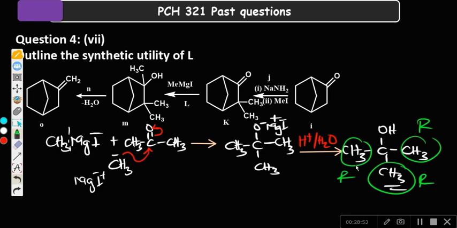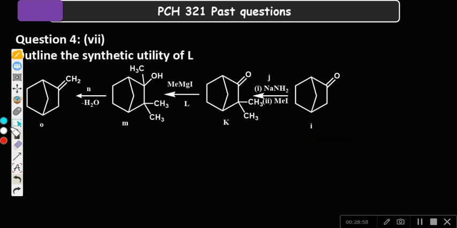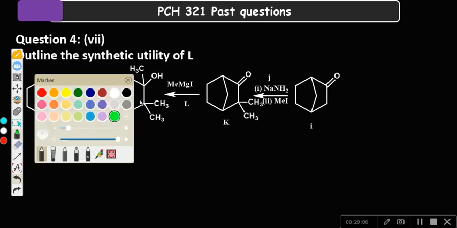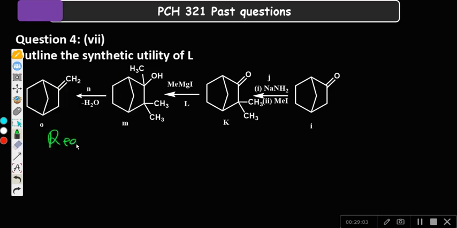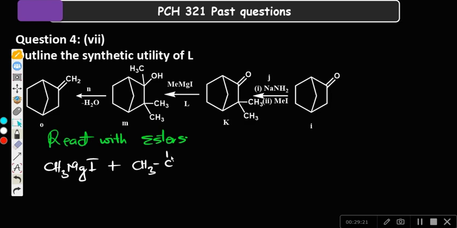Now the last synthetic utility of Grignard reagent is that they react with esters in the same fashion. Grignard reagent reacts with esters. Now, how do they react with ester? In the same fashion. So we have a Grignard reagent here, plus the ester. The ester we are going to look at something like this: O, and then you have C2H5. Any one of the esters can actually go in here.